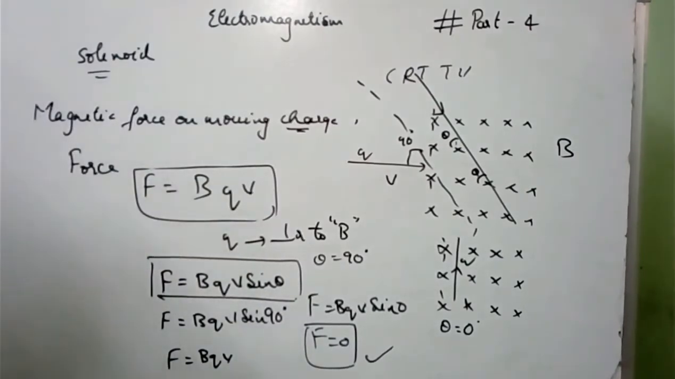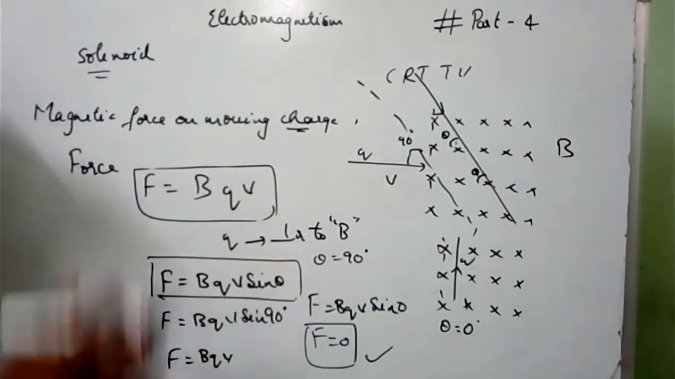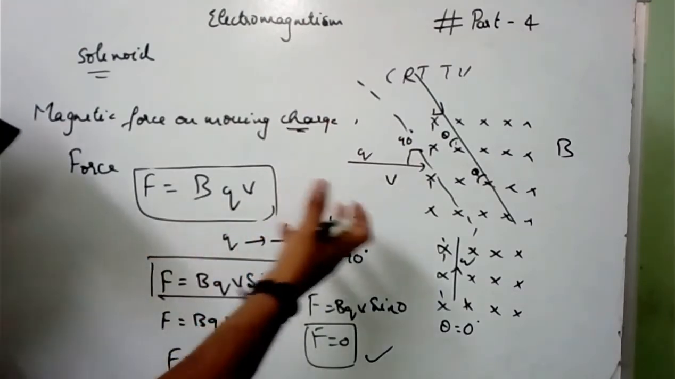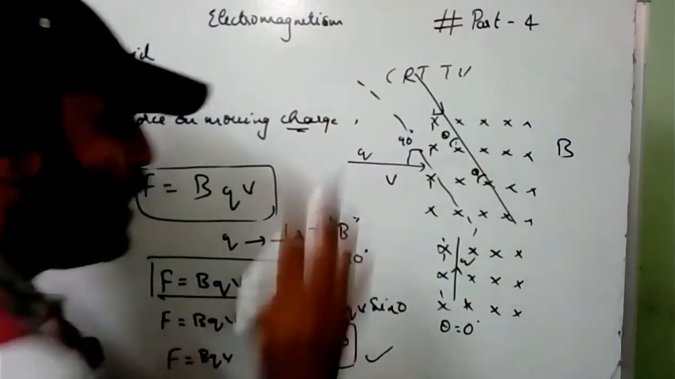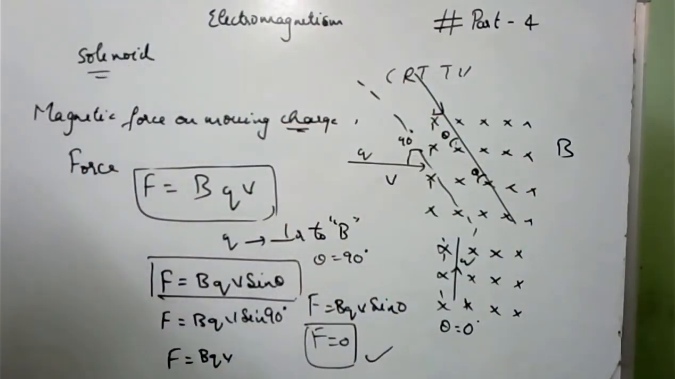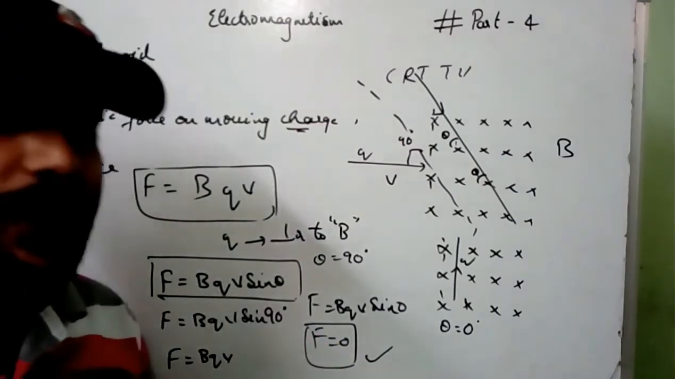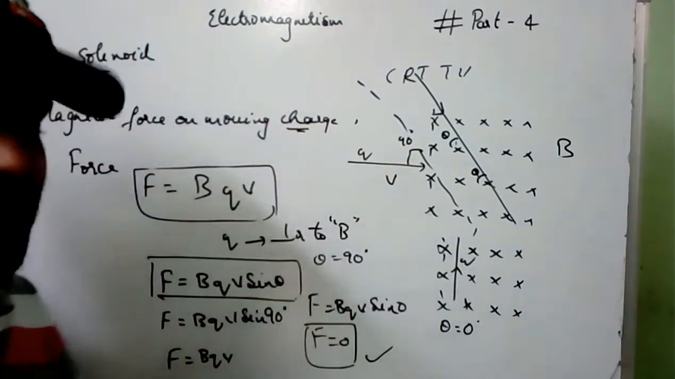Understood everyone? So this is what we have understood. If a charge is moving in a magnetic field, then if it is moving perpendicular, F = BQV. If it is making an angle with the field, F = BQV sin theta. If the charge is moving parallel to the magnetic field, then F = 0, which tells us the charge will not experience any force.